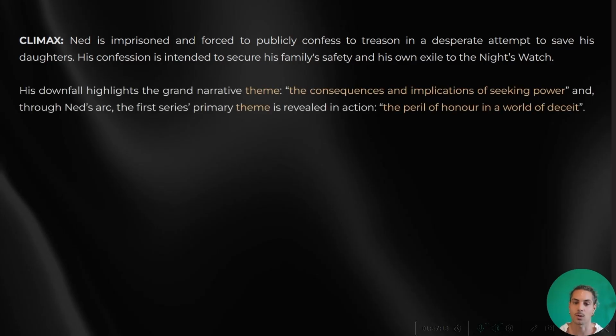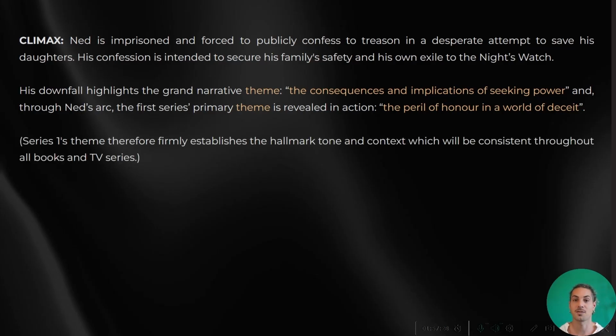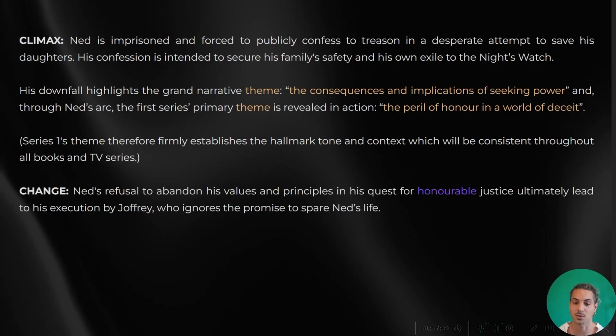But his downfall highlights the grand narrative theme, the consequences and implications of seeking power, and through Ned's arc, the first series' primary theme is revealed in action, the peril of honour in a world of deceit. The first series theme therefore firmly establishes the hallmark tone and context, which will be consistent throughout all books and TV series.